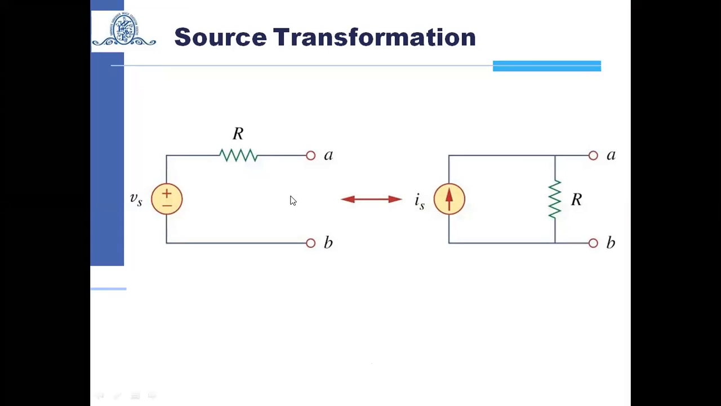So here, if we are using the source transformation, what we are saying is that we can convert the value of a voltage source into a current source, and the value of resistance will be the same, but it will be in parallel. Here, if you see, it is in series.